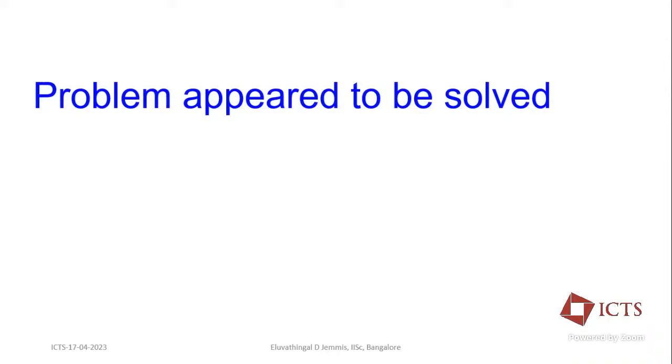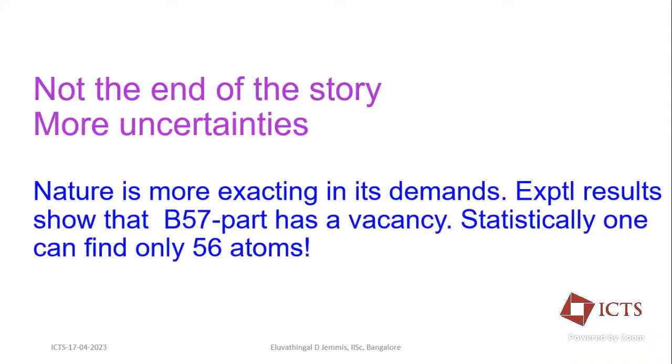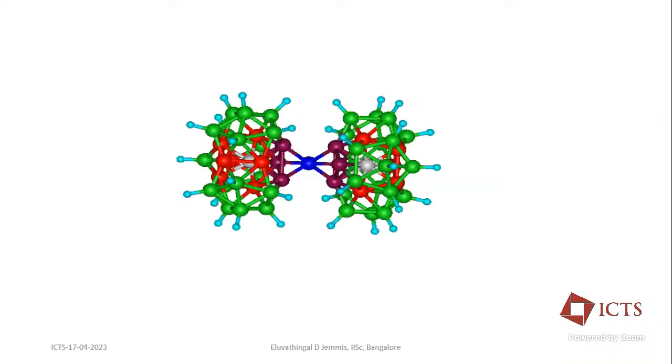But then, we got the original diffraction pattern and looked at it again. Then one finds that this is not quite the same. If you look at the B57 part, somehow it has one atom missing. In the refinement, if one looks at it correctly, one atom is missing. And that was a little perplexing. We wanted to see where this atom would be missing. This is the B57 unit, 28 and a center atom.